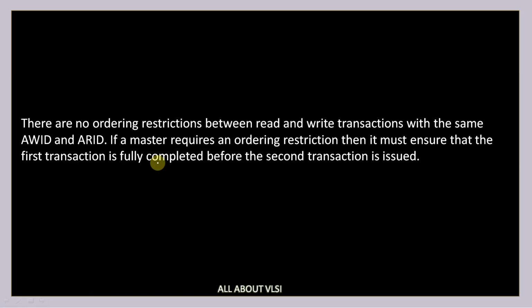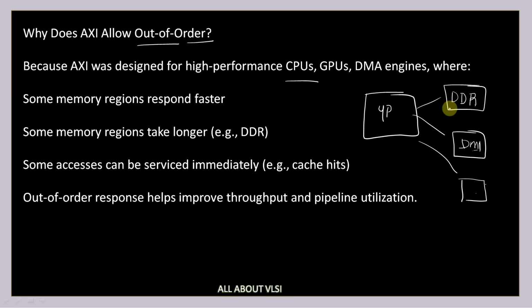So there are no ordering restrictions between the read and write transactions with the same AWID and ARID. This is the very first example I have taken. There is no restriction between the read and write transactions. And if a master requires an ordering restriction, then it must ensure that the first transaction is fully completed before the second transaction is issued. So that's about out of order transactions, where we have learned how out of order happens and on what mechanism it basically happens.